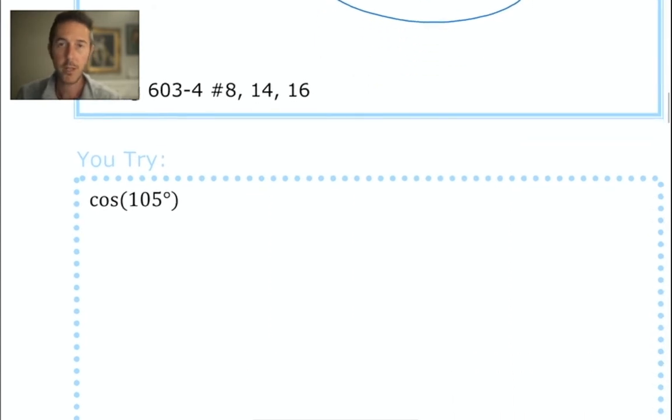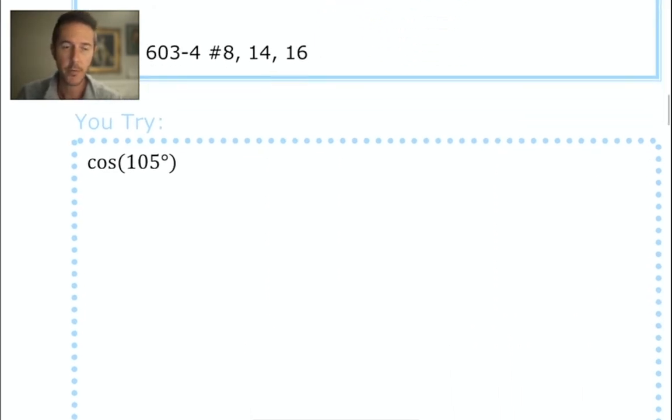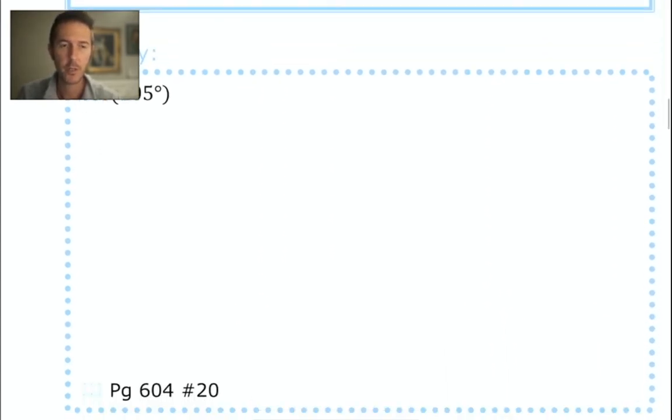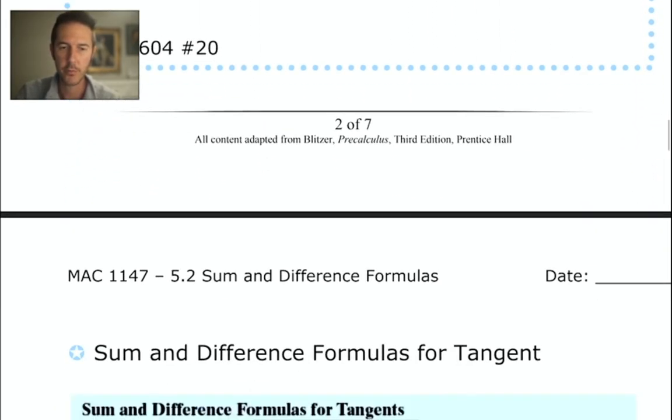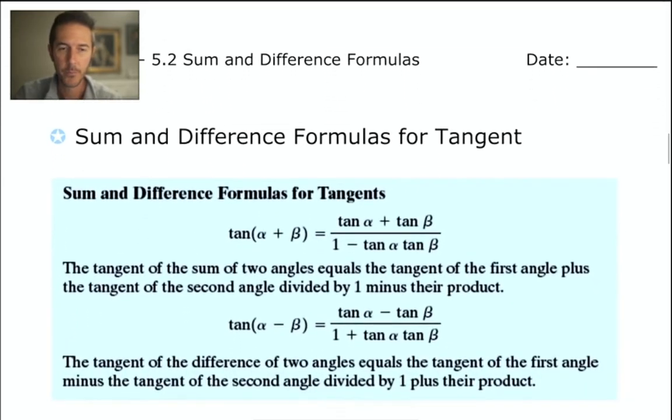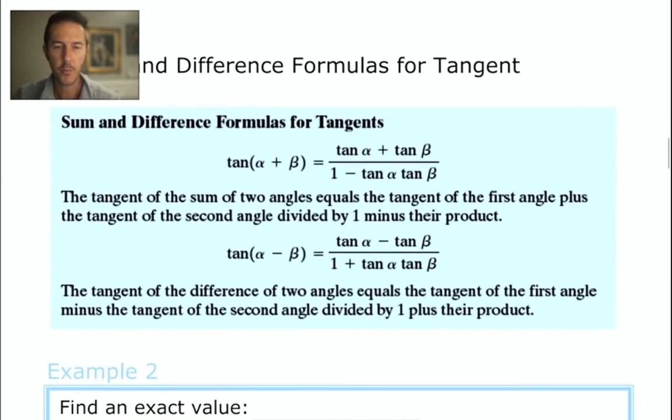So you can really practice any of these problems on your own by using a calculator to get the decimal solution to this, and then do a little arithmetic to get the decimal equivalent of whatever solution you get, and then compare the two. So we looked at sum and difference formulas for sine and cosine. Now we're going to look at them for tangent.